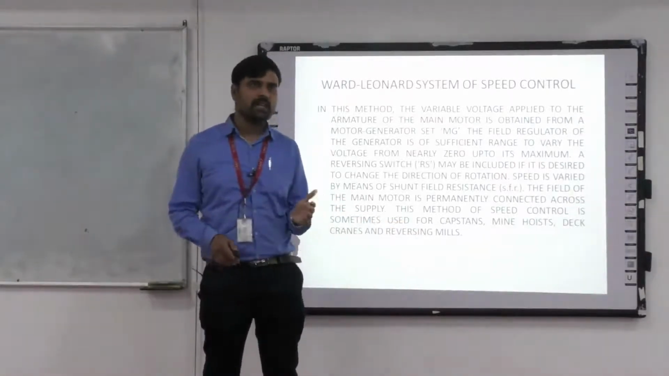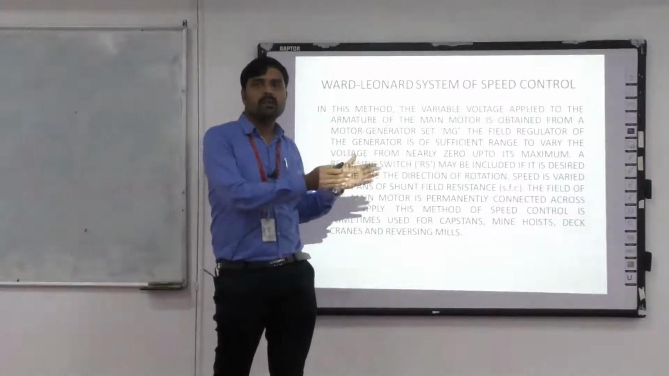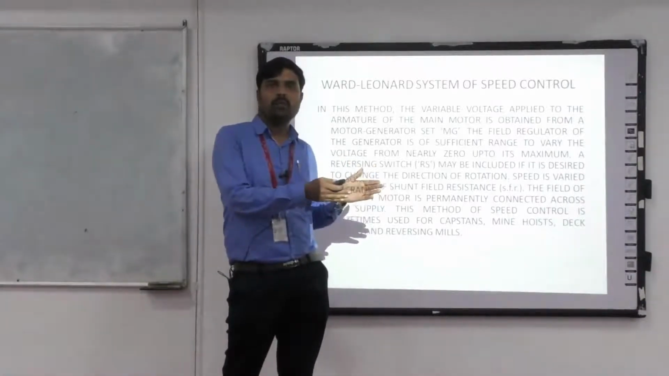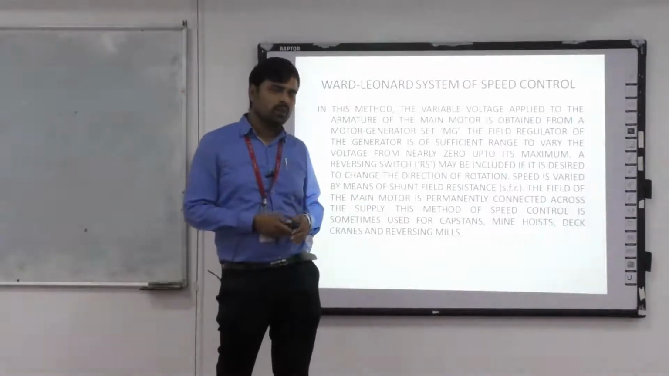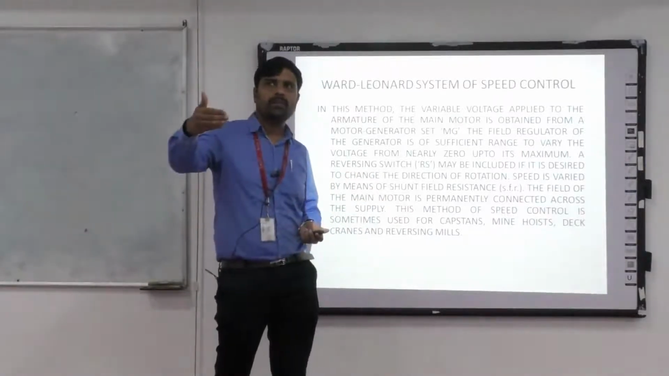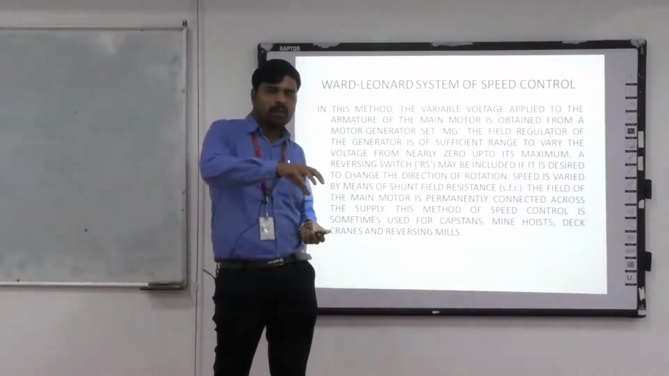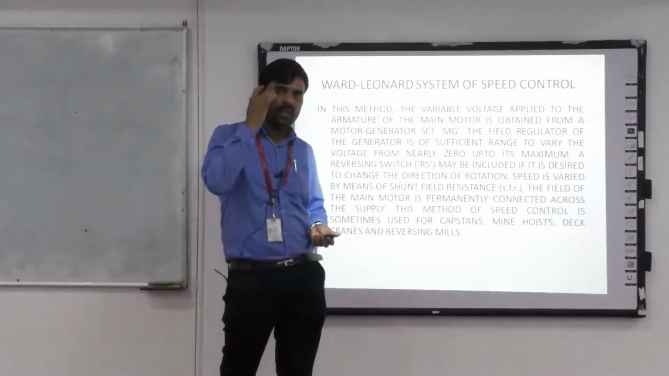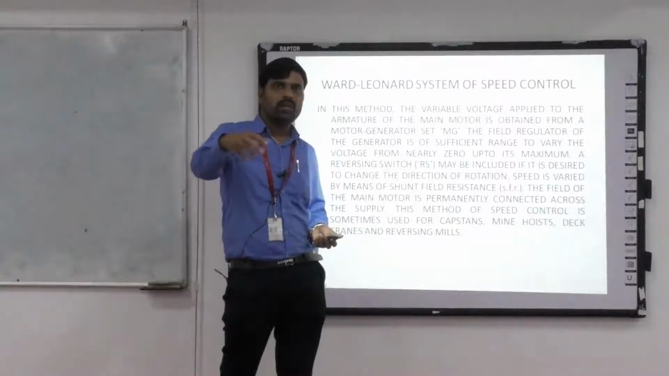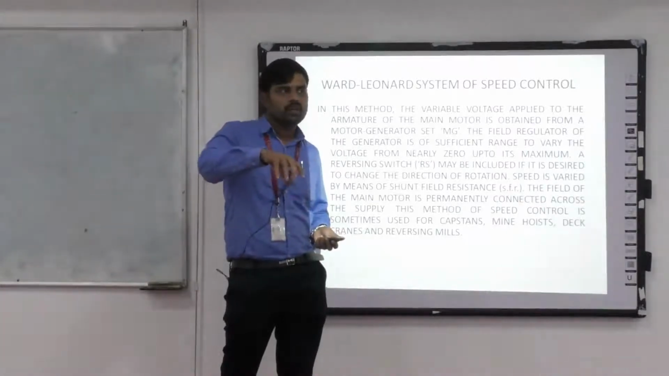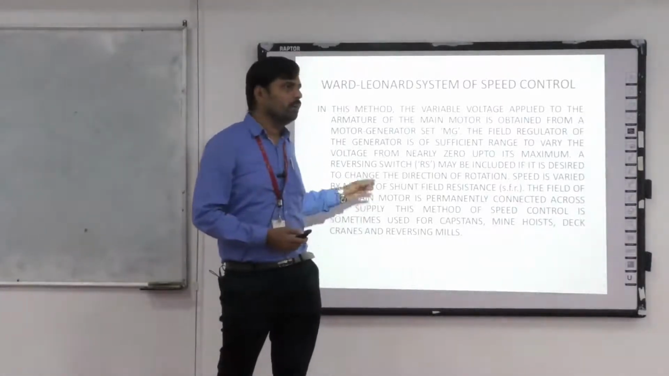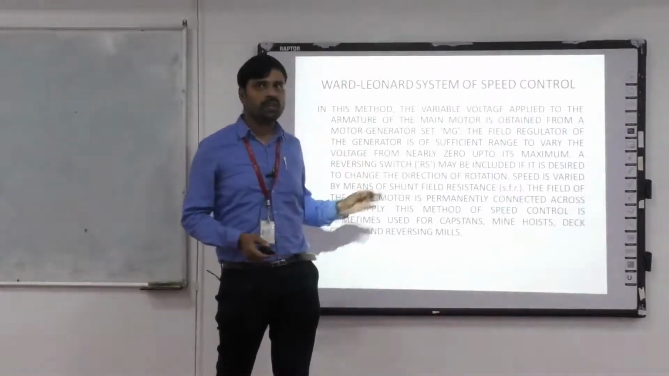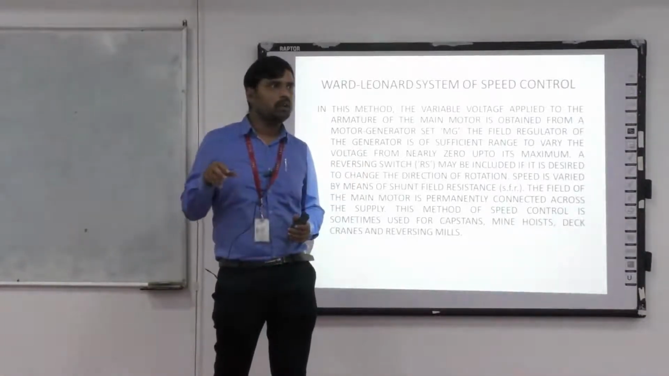Below the base speed means, suppose the base speed is designed for 1500 rpm, I have to operate at 100 rpm, 200 rpm gradually. So how is the 1500 rpm reached? When I keep on changing the voltage. For example, 230 volt will be there. If I change it to 115 volt, it will go to 750 rpm. If I give 230 volt, it will run at 1500 rpm. So N is proportional to V. After that, we cannot increase the voltage.